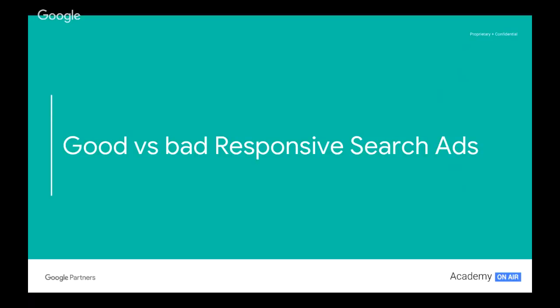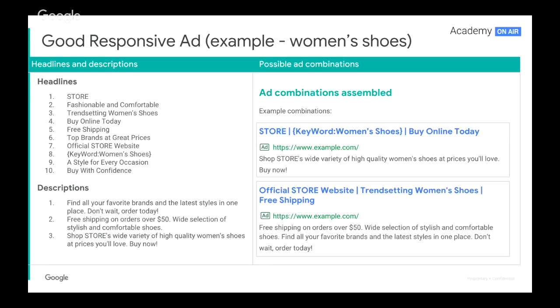So we've got a couple good and bad examples of responsive search ads. I've mentioned a couple of times that we want to avoid redundant headlines. In this good example, looking for an online shoe store, all of the headlines are very diverse, and they could all work in various combinations of each other. There's not too much repetition, so it gives Google the broadest chance of mixing and matching to find the strongest message to serve for that customer query.